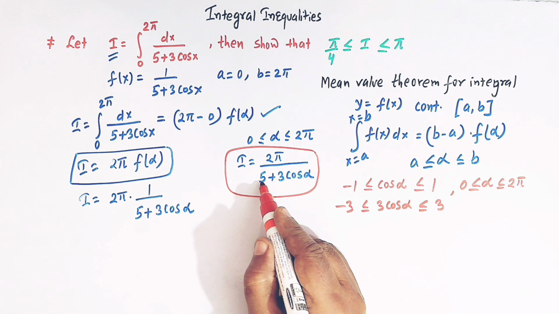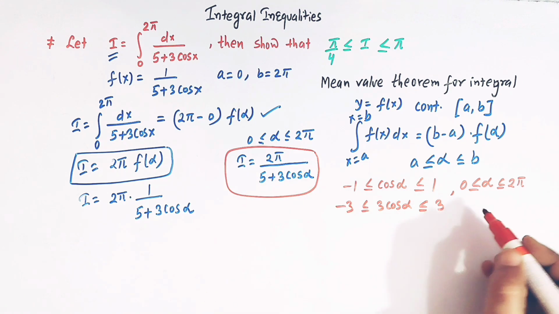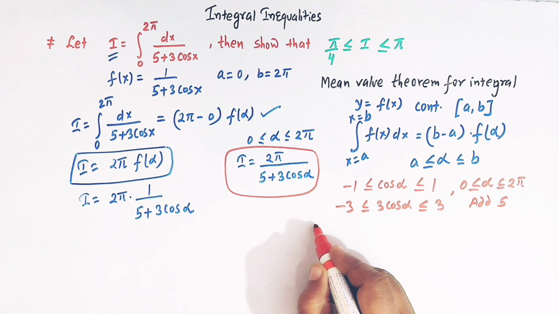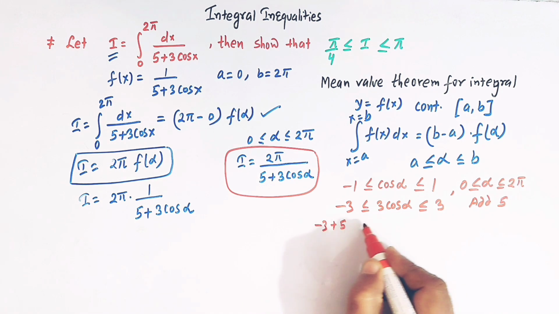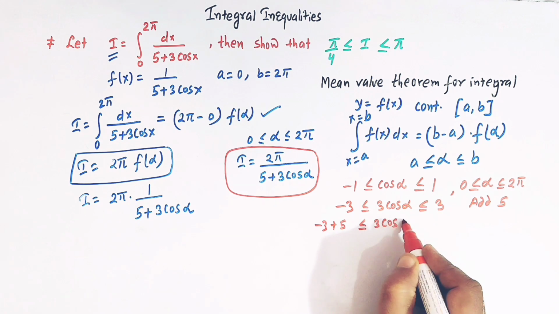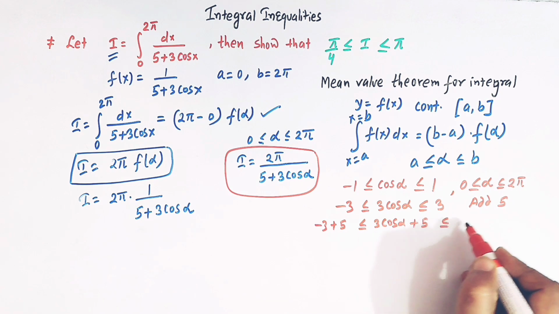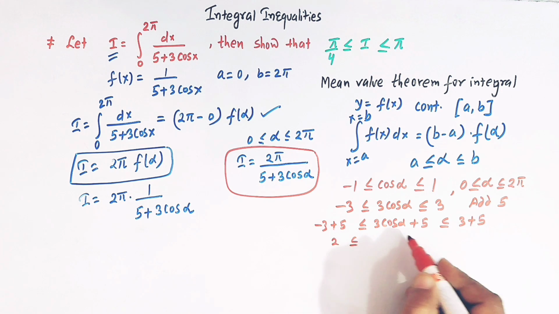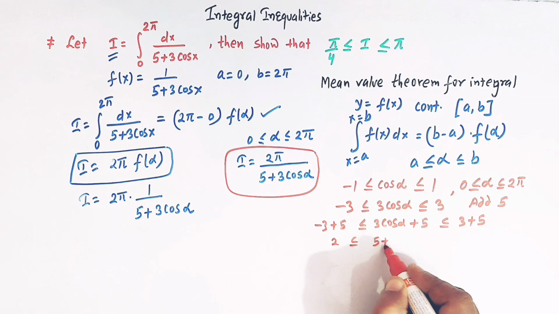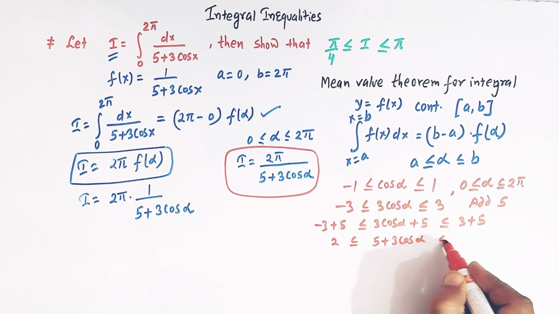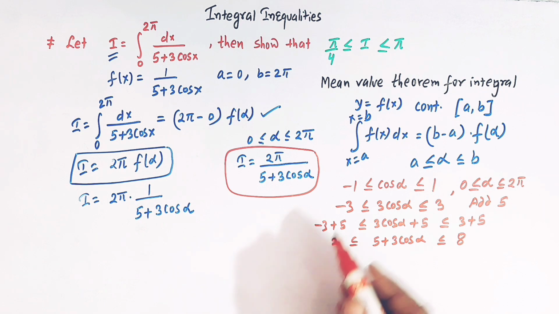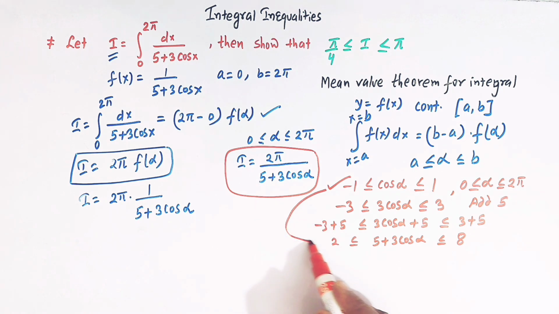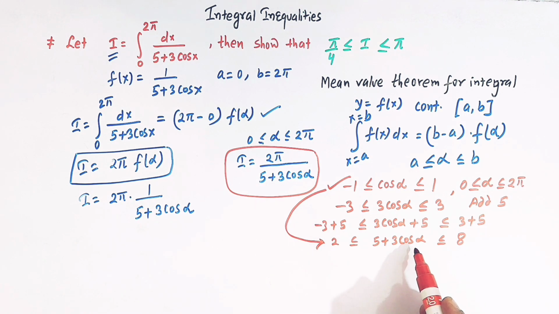Now here we have a term 5, right? So what we will do, we'll add 5 throughout this inequality. So we have minus 3 plus 5, 3 cos alpha plus 5, and here we have 3 plus 5, right? So 5 minus 3 is 2, and here we have 5 plus 3 cos alpha, and this is 8, right? So using this fundamental inequality from trigonometry, we have arrived at this inequality.